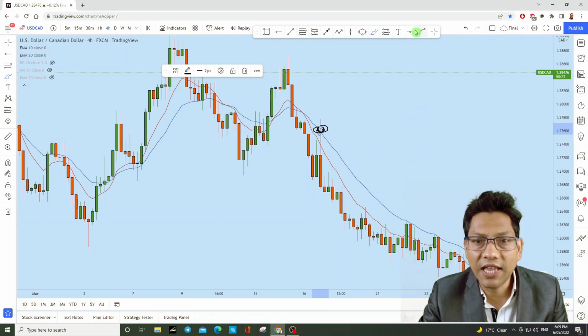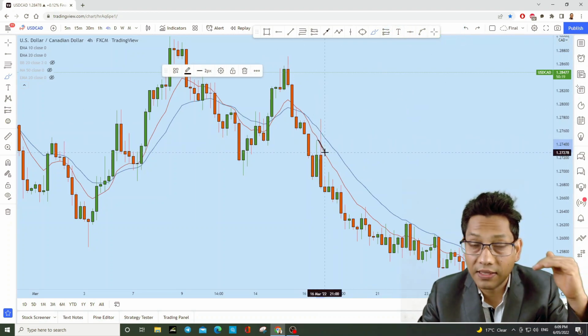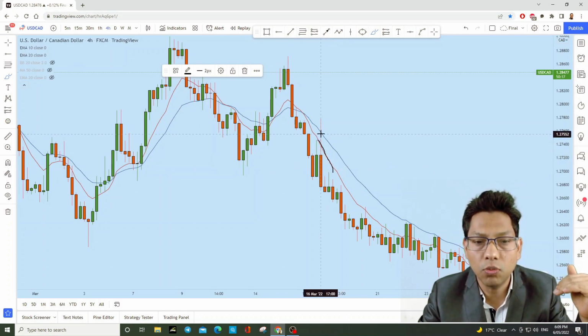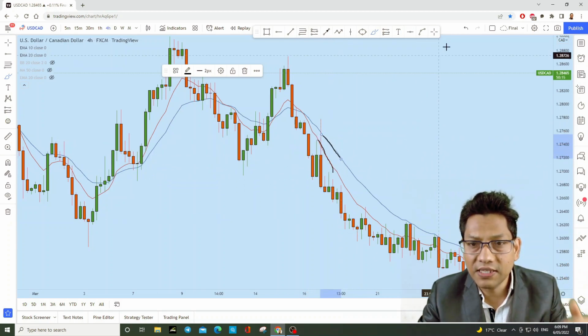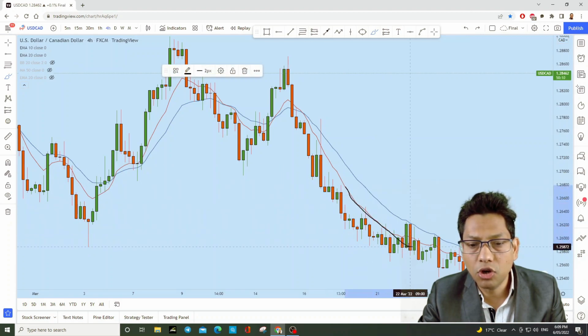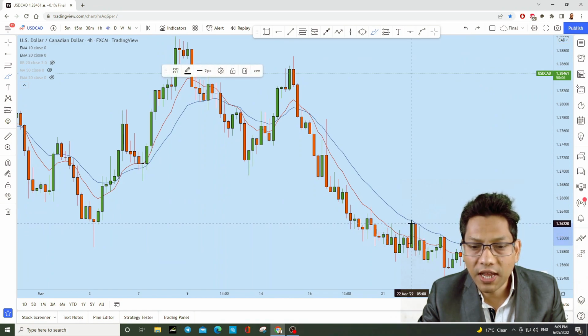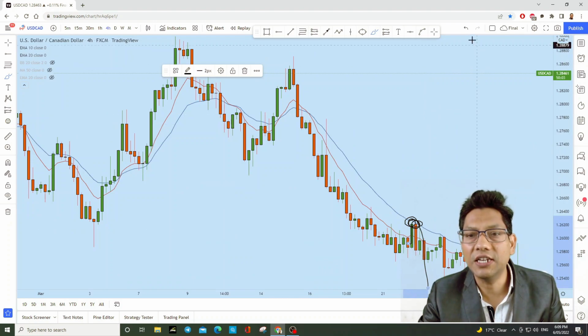After this test, what you saw is that the price started to stay away from this 20 period moving average, getting separated from the 10 and 20 period moving averages for an extended period of time. And at some point, what you have seen is that the price went above, tested this 20 period moving average, and then rejected to the downside.